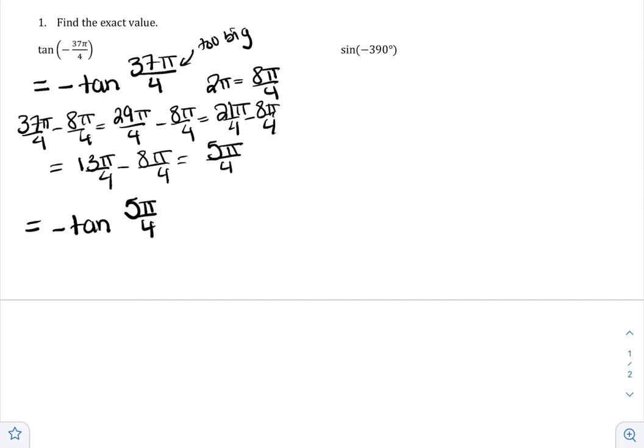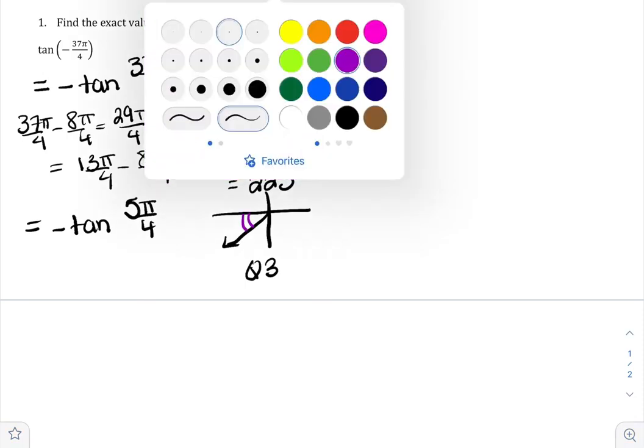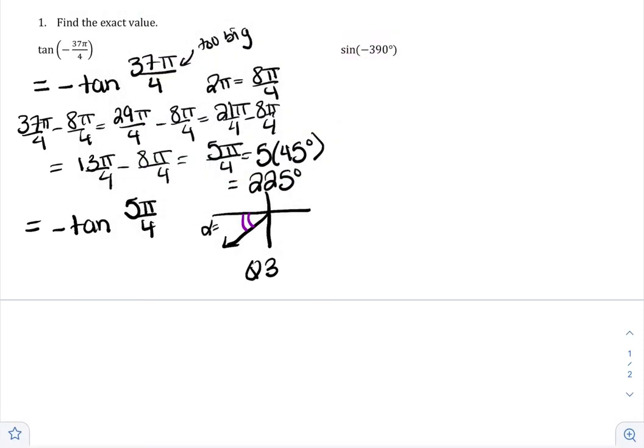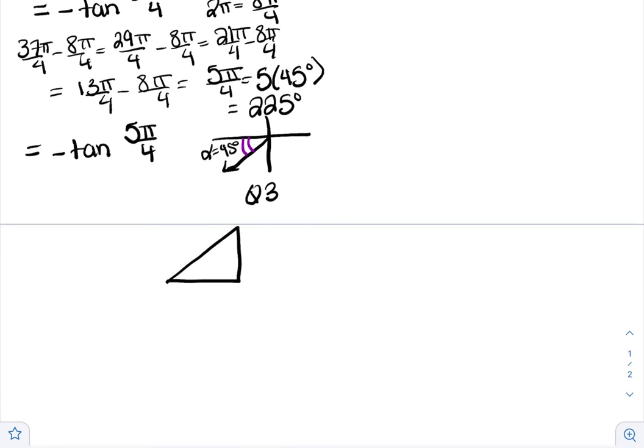And so 5 pi over 4, again, if that confuses you and you're really a little iffy, you can change it to degrees. So 5 times 45 is going to give us 225 degrees. So it is going to be right here. So it is in quadrant 3. It has a reference angle of 45 degrees. So alpha is equal to 45 degrees. I'll go here. I'll draw my little triangle. Here is 45. Here's 1, 1, square root of 2.